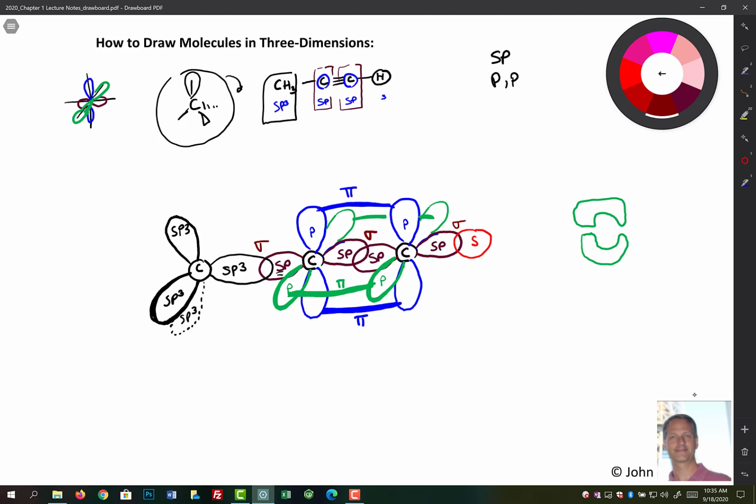Now, we're not grading for artistic ability, but we want to be familiar, especially with this arrangement of the sp hybrid orbitals along with those p's as far as our x, y, z coordinate system.